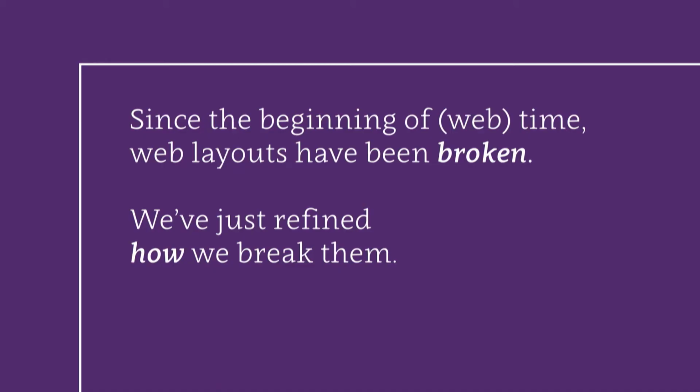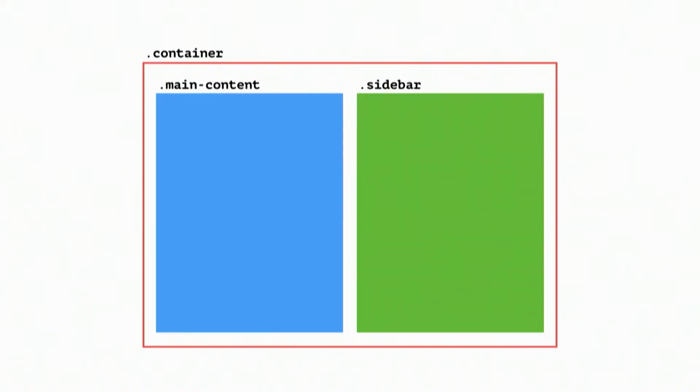The problem is, since the beginning, so 1990, web layouts have always been broken. We just figured out ways of breaking it in new ways so that it would kind of look like it was supposed to work. Case in point, your 2-column layout. We've all done this. Whether or not you've actually done any web coding, you have encountered this.